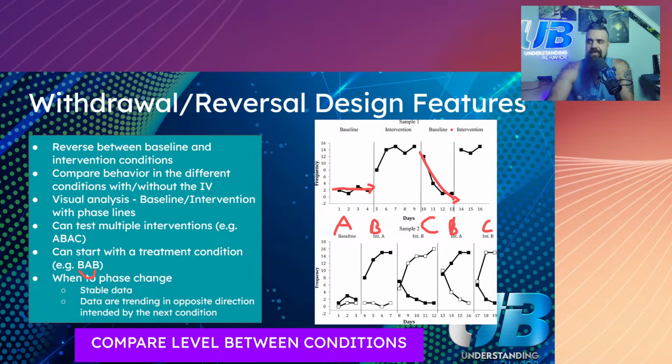And indeed, this was an appropriate time to do a phase change. We anticipate that our intervention condition is going to increase the frequency of this behavior, and we see that it's trending in the opposite direction by the next condition. Referring back to last week when we talked about prediction, verification, and replication, our predictions are essentially that if we continue that phase, the trend and level are going to stay around the same.